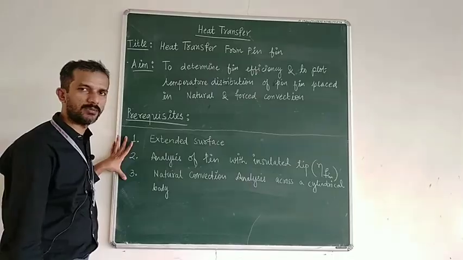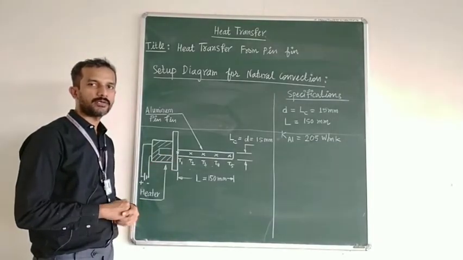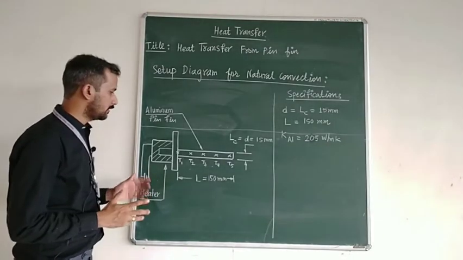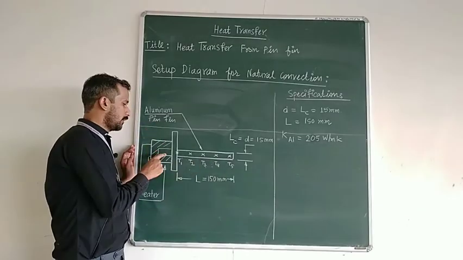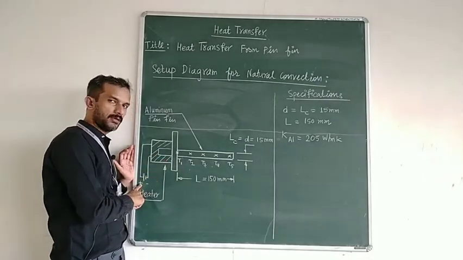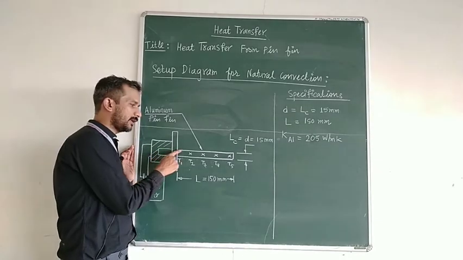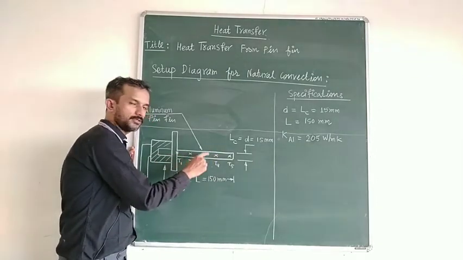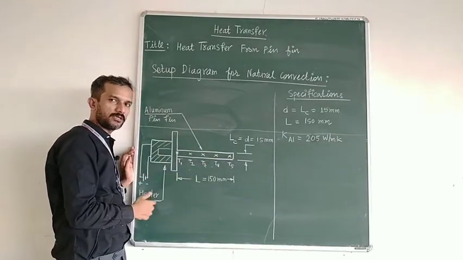Now we will go for the experimental setup. Let us see the setup diagram for the pin fin apparatus arranged for natural convection. There is a simple arrangement. There is a pin fin made of aluminium, which is a cylindrical fin. At the end of that there is a heater mounted, which is connected to the power supply so that we can supply the heat input. This end will be heated, and the heat will be carried away from the surface by the fin through this material by conduction and over the surface by convection. The surrounding air will be cooling that fin with natural convection.